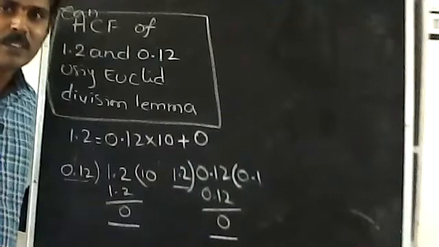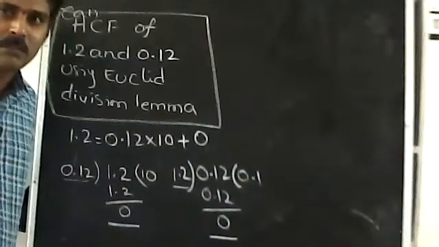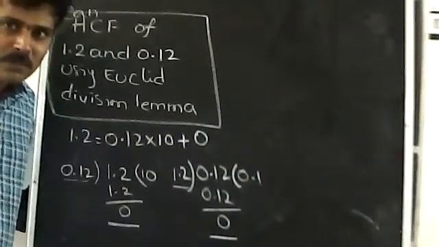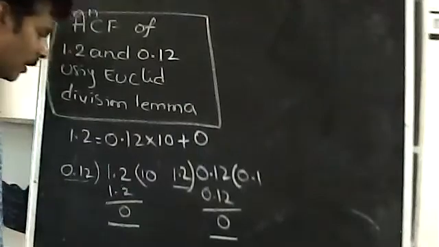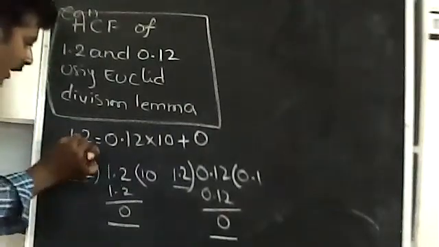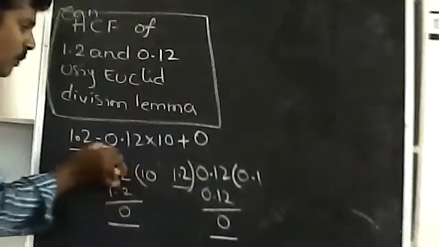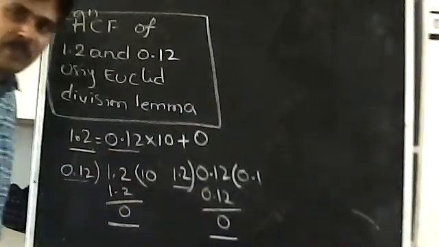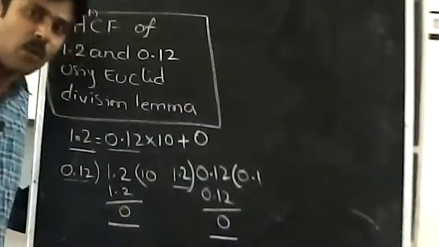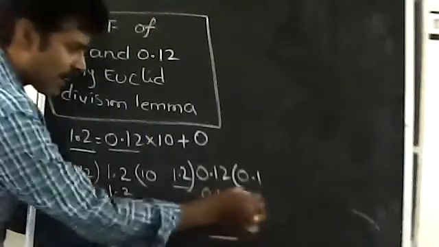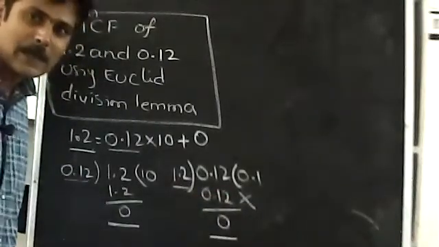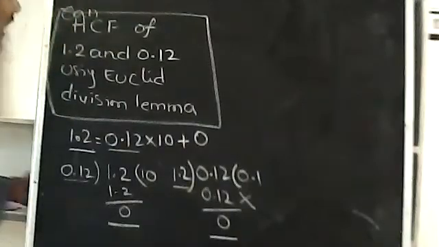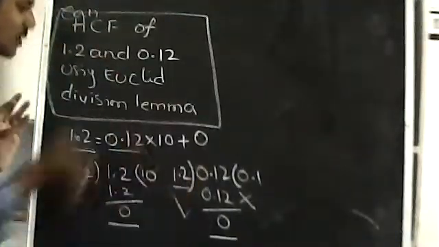No, sir. Why? Because we have to take only the greater number as A, sir. It should be the greater number as A. Oh yeah, that's okay. 1.2 is greater than 0.12. Therefore, the HCF is 0.12. That's why A is greater, sir. Oh, okay. So I should not take it like this. Yes, sir, you should not take it like that. Okay, and that's good, I got that.